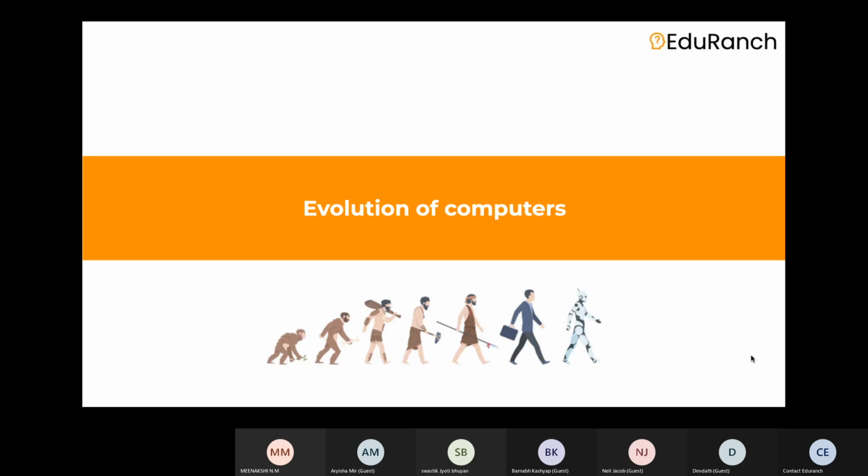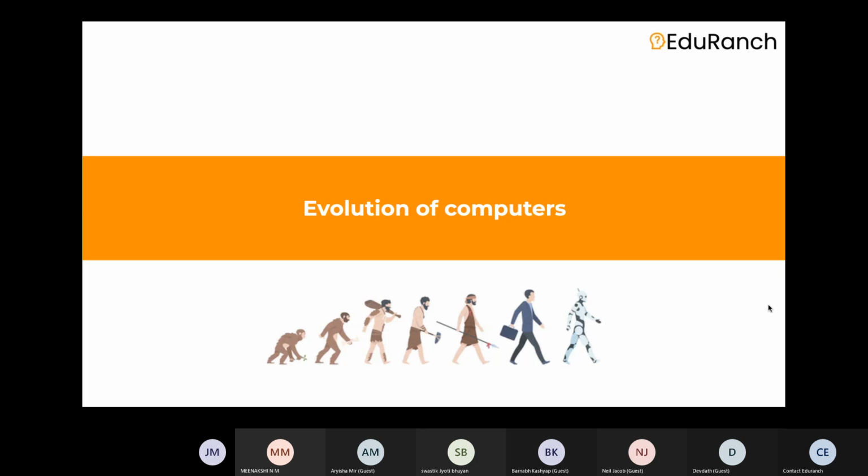Going to office, going to school. Were we like this from day one of the evolution? No, sir. How were we earlier? We were nomads. Exactly. So we evolved over a period of time. The same way, computers also evolved in the last few decades. It did not happen overnight.